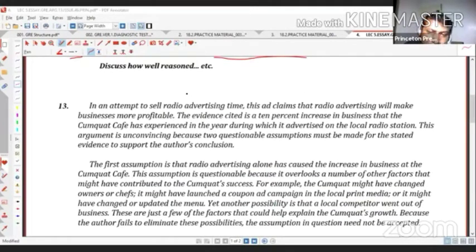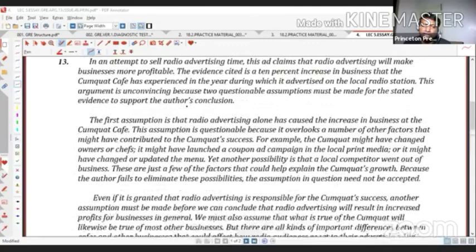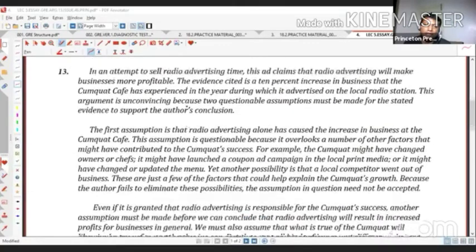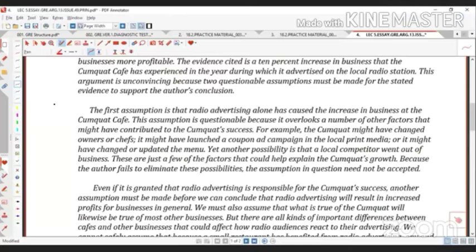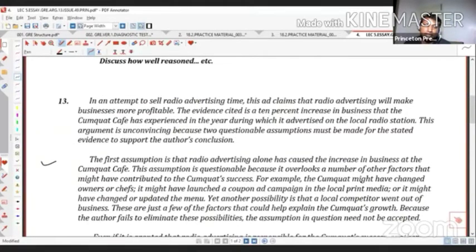In an attempt to sell radio advertising, the structure is very simple. It doesn't have to be very complex: introduction, conclusion, and two body paragraphs. Here they have mentioned mostly two points, why those claims are problematic. In an attempt to sell radio advertising time, this ad claims that radio advertising will make a business more profitable. The evidence cited is a 10% increase, we are paraphrasing, that the Camquat Cafe has experienced in the year during which it advertised on the local radio station.